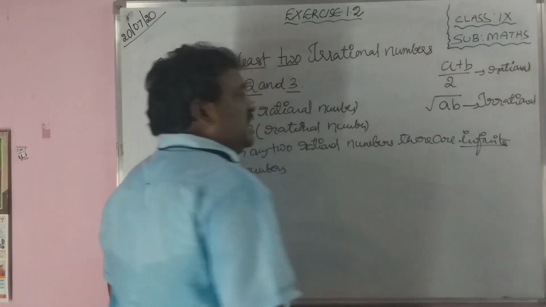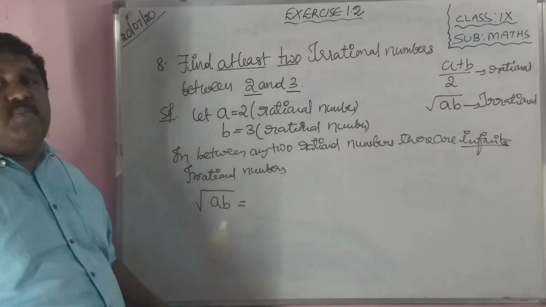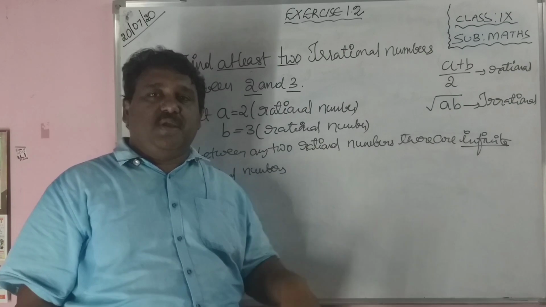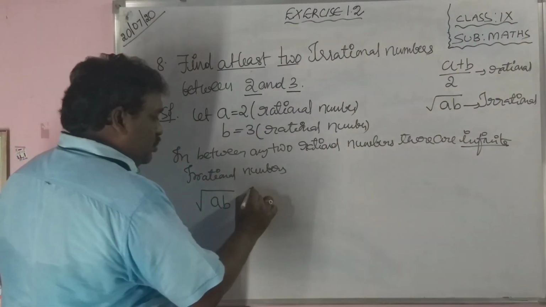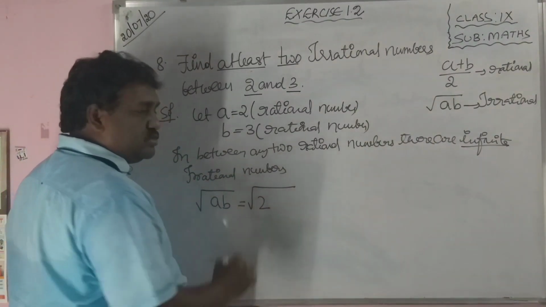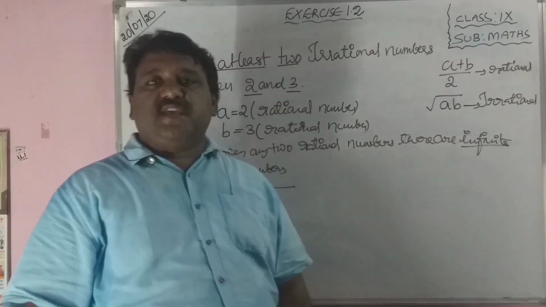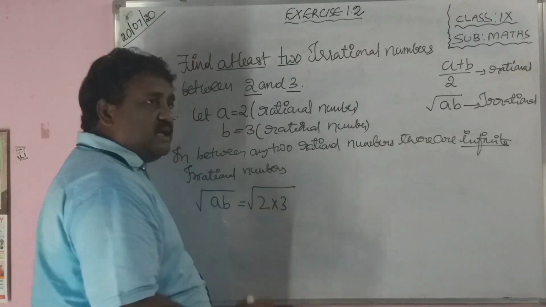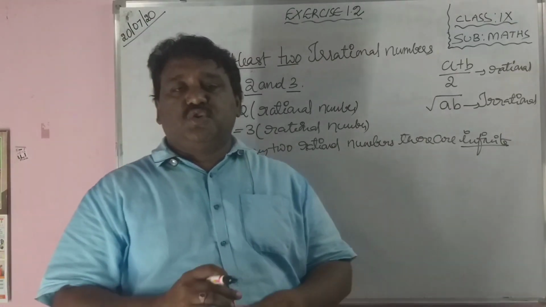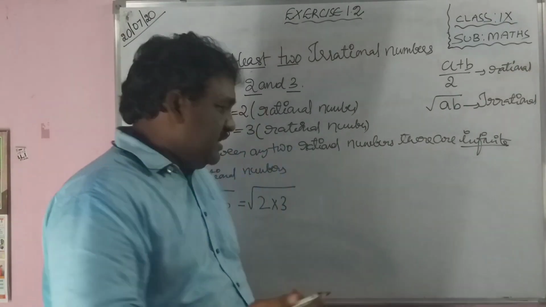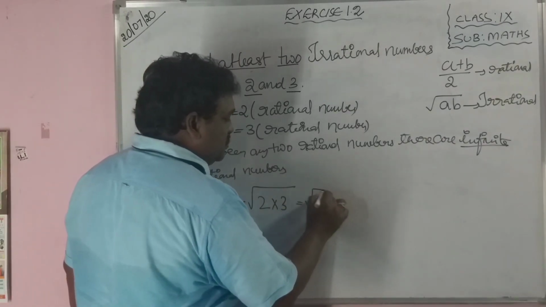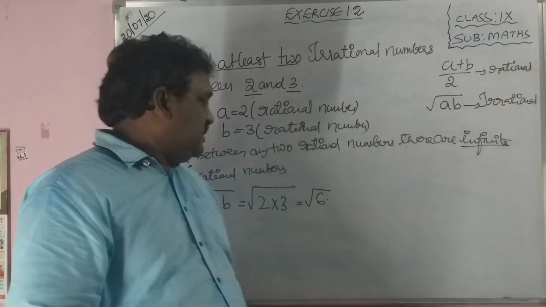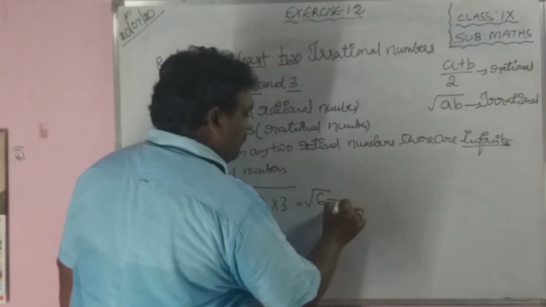So what is the irrational number formula? Root AB. Remember. Then root, what is the A value? 2. Into, what is the B value? 3. A value 2 into B value 3. What is 2 3s? 2 3s are 6. So root 6. First one completed.